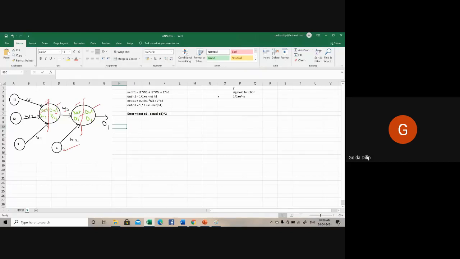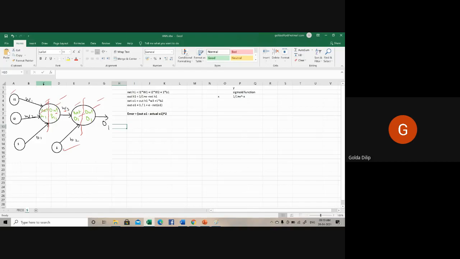So the network is having 3 layers. The first layer is what is called your input layer. Then we have a hidden layer. The second layer is what is called the hidden layer. And the third layer is what is called your output layer.